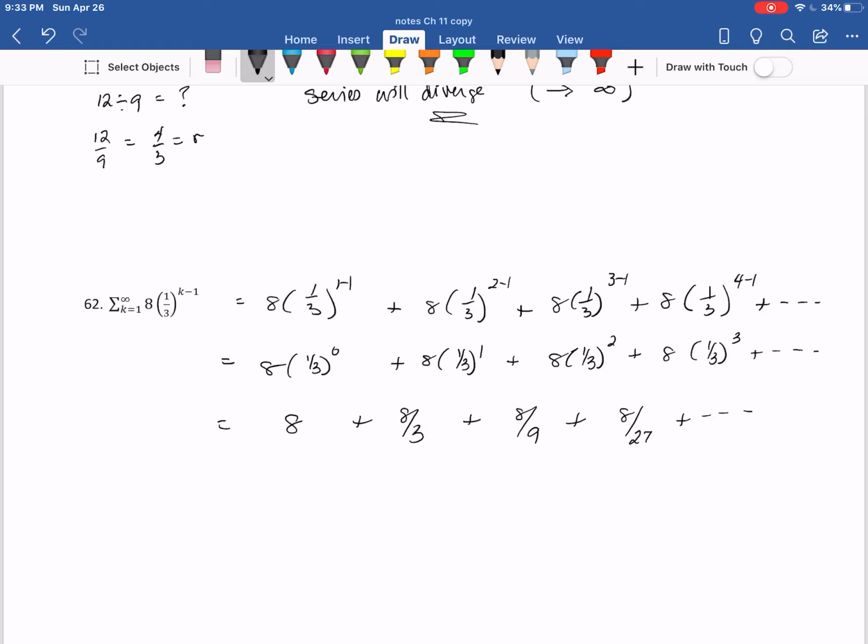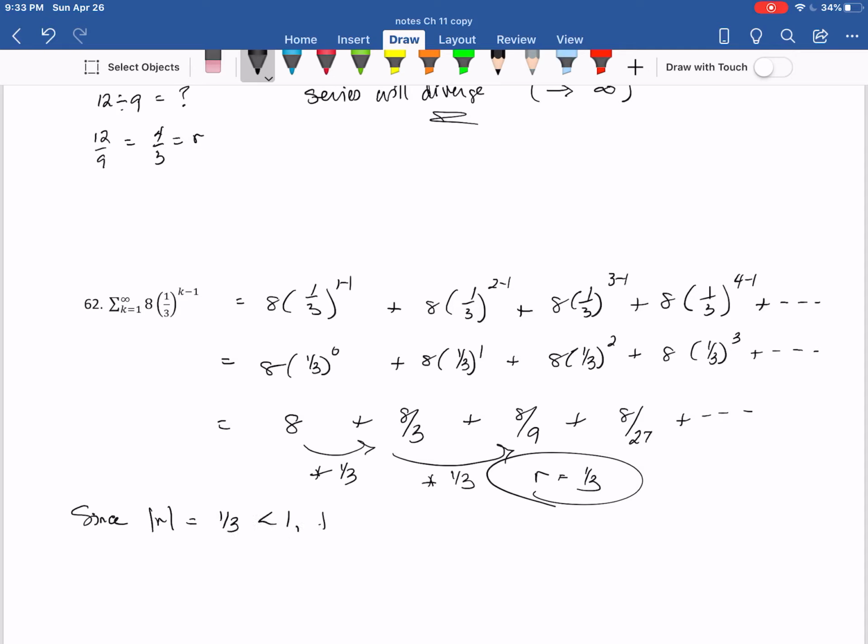Okay, so now we have to figure out the common ratio. That's the r value. How do you get from 8 to 8/3? Well, if I multiply 8 times 1/3, I get 8/3. Does it work here also? 8/3 times 1/3, do you get 8/9? Yes, you do. So the common ratio is 1/3. Let's write it like this: r is equal to 1/3. There. And so you're going to say that since my absolute value of r equals 1/3, and that is less than 1, the series will converge.